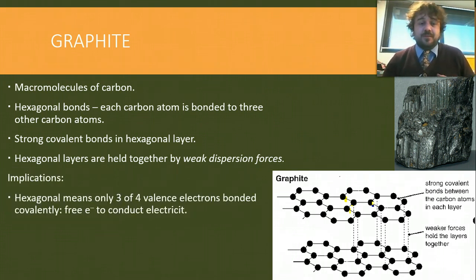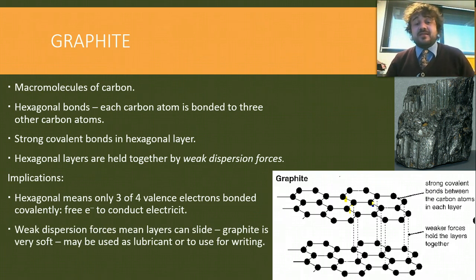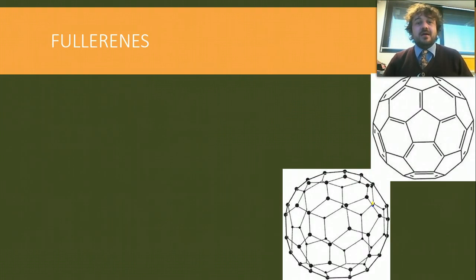So what does this mean? Well, basically, hexagonal means that only 3 of the 4 valence electrons are used up. There is a free electron for every atom that conducts electricity. Weak dispersion forces means the layers can slide. Graphite is very soft. This is why we use it as a lubricant to allow things to slide between each other, or for writing, because you can just push it down and layers will go along the paper.